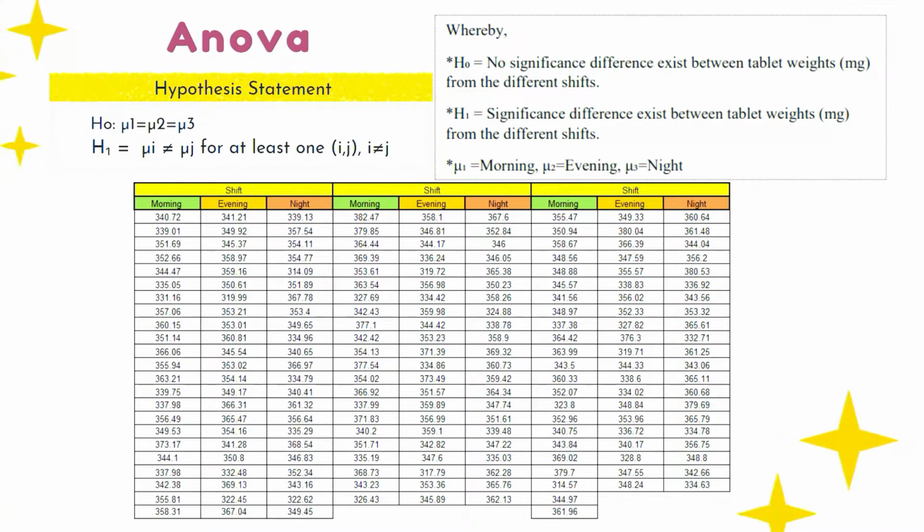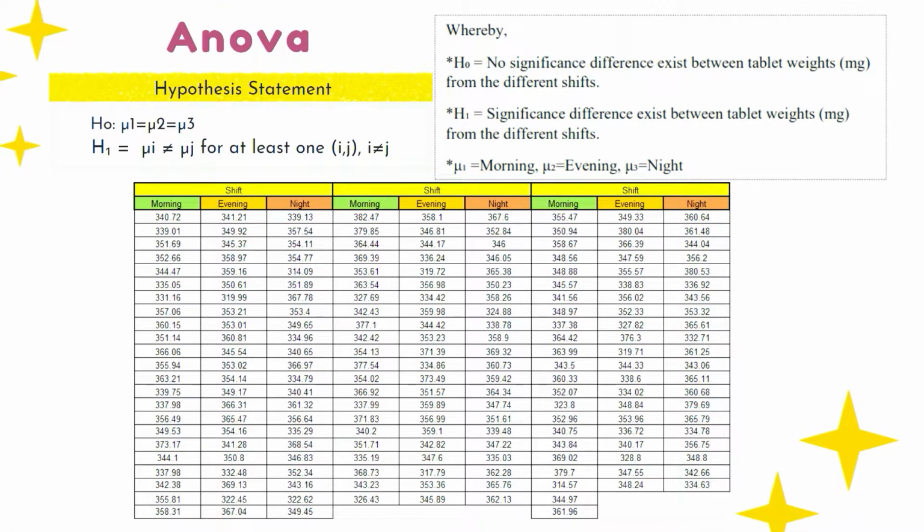So we are using one-way ANOVA, analysis of variance, to verify if there is any significant difference between tablet weight from the different shifts. This is because this method allows us to compare several groups of observations which are independent but with different means respectively.